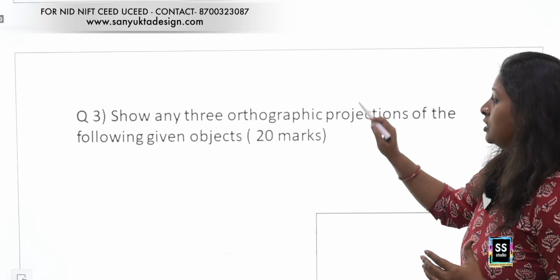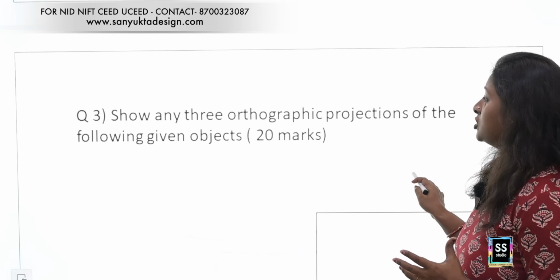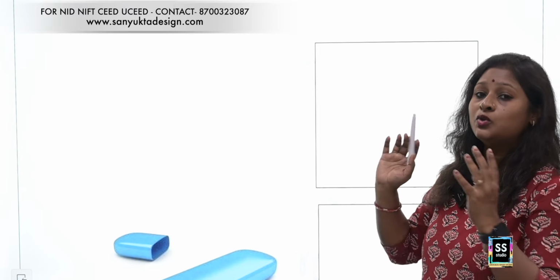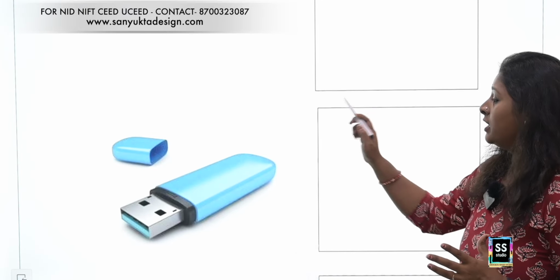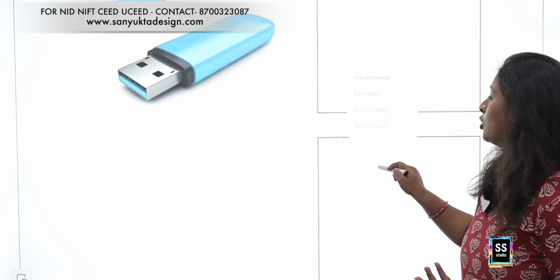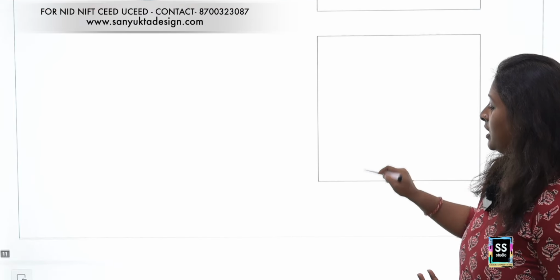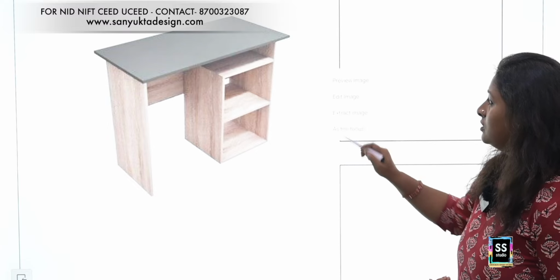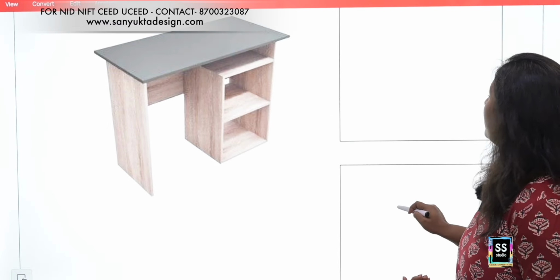The third question: show any 3 orthographic projections of the following given objects. What are orthographic projections? The 2D view. Again, this will be given to you, and then you'll have to show the front view, the side view, or maybe the bottom or the top view, whatever is asked. This is one question. The second category is where this table is given and the area is provided.